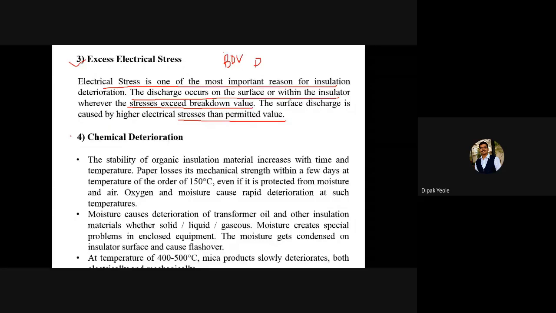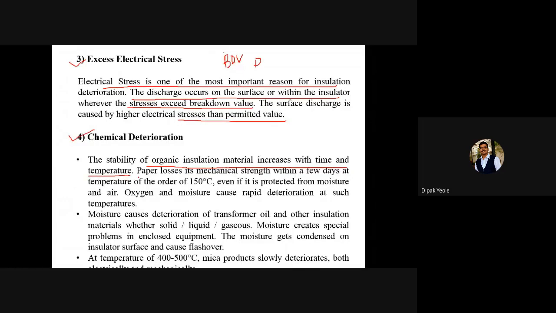The fourth cause is chemical deterioration. The stability of organic insulation material increases with time and temperature. तुम्हाला कळत असेल की आता मटेरियल सायन्स हा जो सब्जेक्ट होता तुमचा सेकंड इयर फर्स्ट सेमिस्टरला, त्याचं महत्व एवढं का आहे किंवा तो फर्स्ट सेमिस्टरलाच का आहे? Because we are following the materials in the electrical industry and in the electrical appliances.